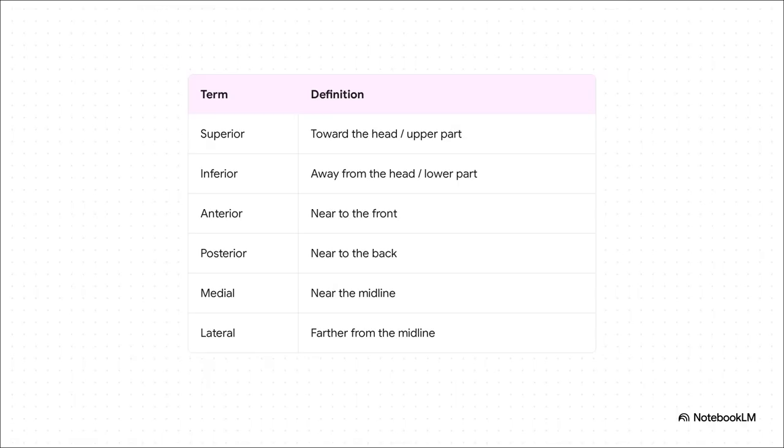The great thing is these terms always come in pairs of opposites. So superior means toward the head, while inferior means away from the head. Easy, right? Your nose is superior to your chin. Next, anterior means toward the front, and posterior means toward the back. So your sternum is anterior to your heart. And finally, medial is closer to the midline of the body, while lateral is farther away. Your lungs are lateral to your heart.